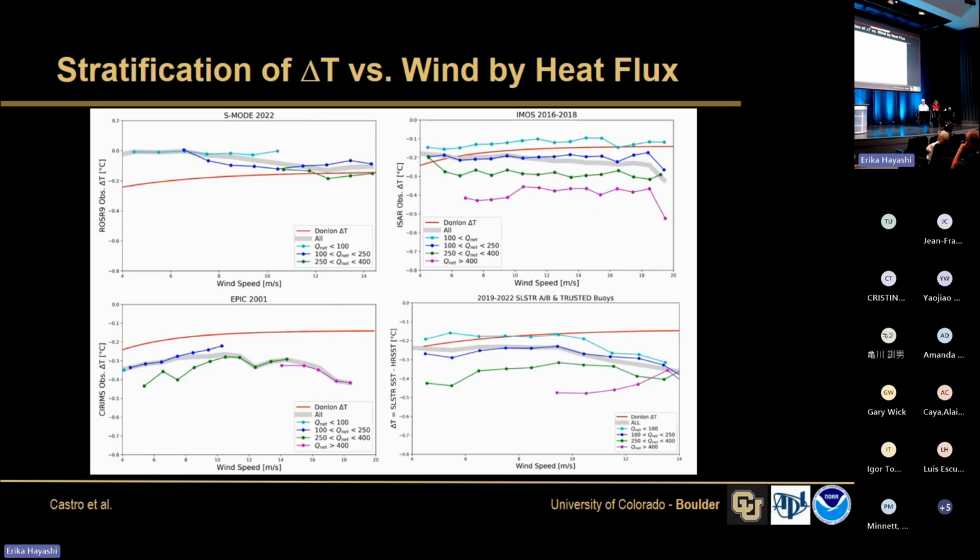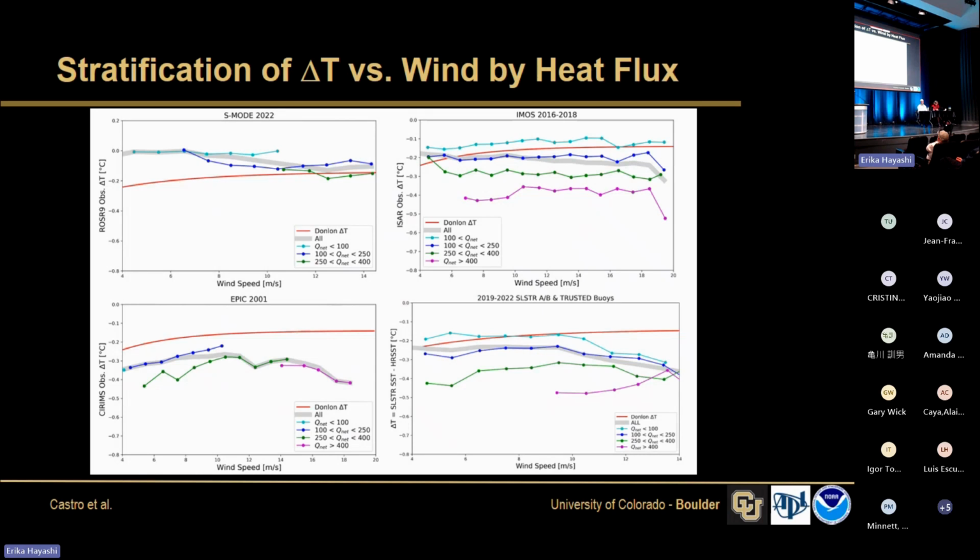So quickly, I wanted to explore why the curve is shifting up and down, and I looked at the stratification of delta T versus wind for heat fluxes. So I took the data, I partitioned it in small ranges of heat flux, repeated the dependence, and we see two types of behavior emerging. On the left, we have ISMAR and the Trusted buoys, and you can see that as the flux range increases, the dependence of delta T on wind speed shifts down independently of the wind.